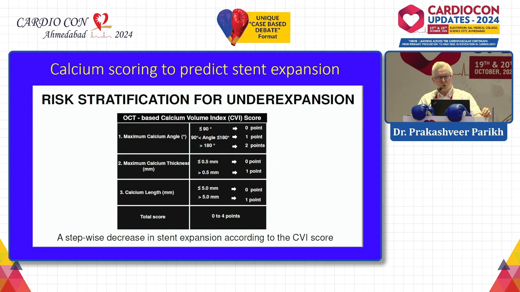So calcium scores have been developed to predict stent expansion, which include the criteria of calcium arc length: less than 90 degrees is considered mild, 90 to 180 is 1 point, and more than 180 is severe. And the calcium thickness is less than 0.5 millimeters, less severe, if more than 0.5 millimeter, then it gets 1 point. And the length of the calcium lesion, if it is less than 5 millimeters, is 0 points, and more than 5 millimeters length of the calcium is 1 point. So the higher the score, the more likely that you will use special ablative techniques or IVL to treat these lesions. And the scoring balloons will not be effective if the score is very high.